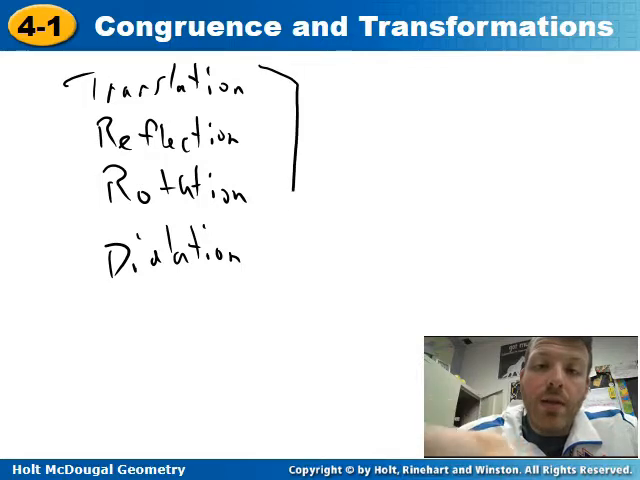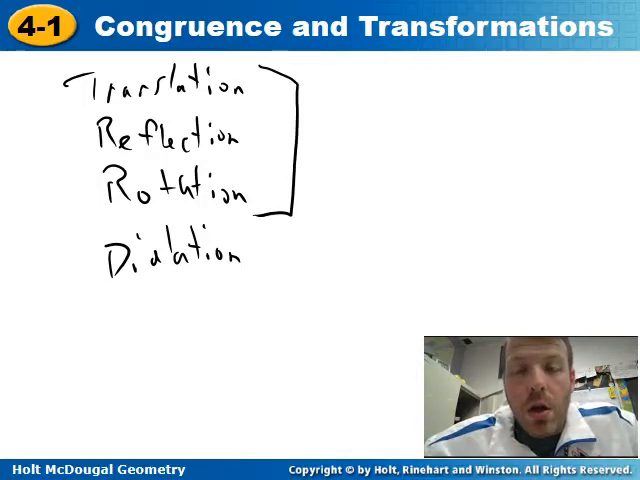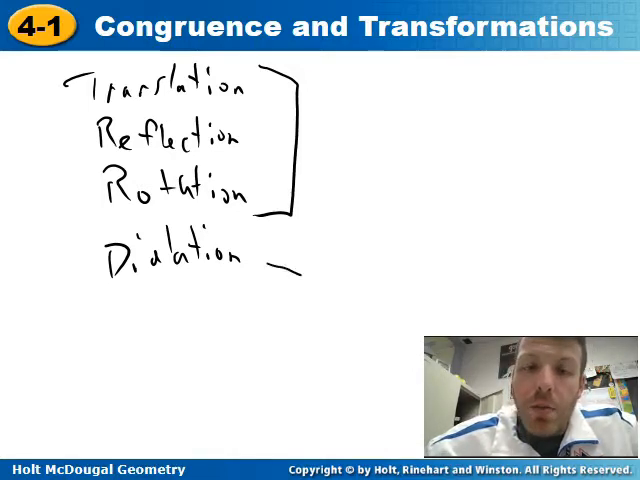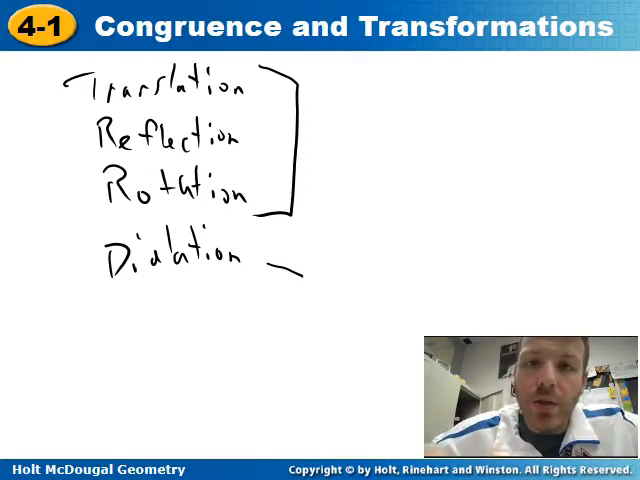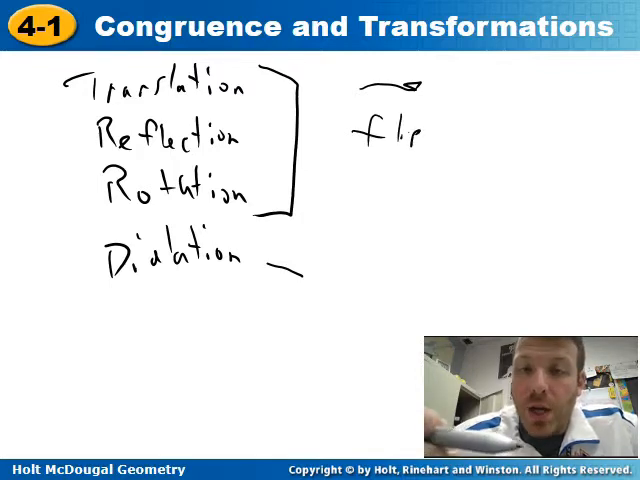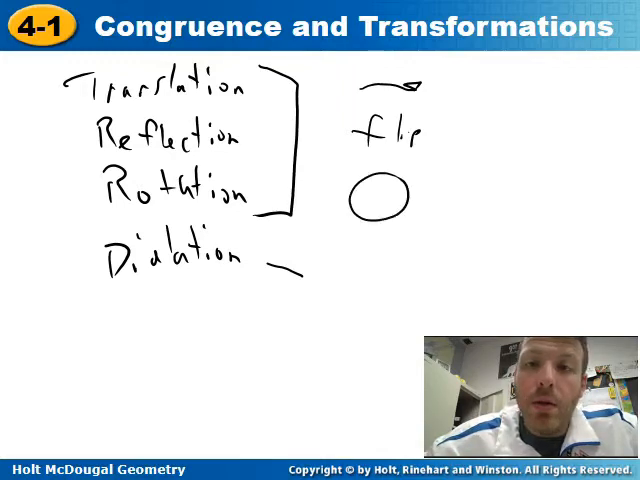When any of these three are performed, the shape doesn't change at all. It just moves. But with this one, the shape changes, unless I multiply it by a scale factor of 1. So, for example, translations just slide, left or right or up and down. Reflections flip. Rotations just rotate around a point.